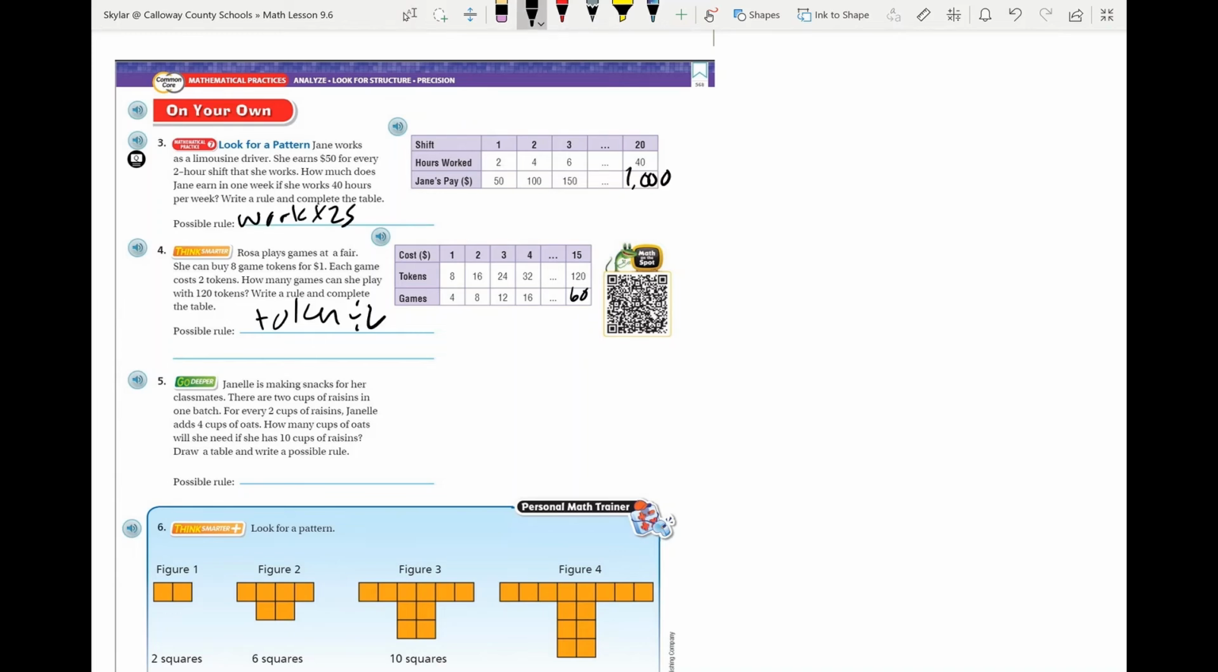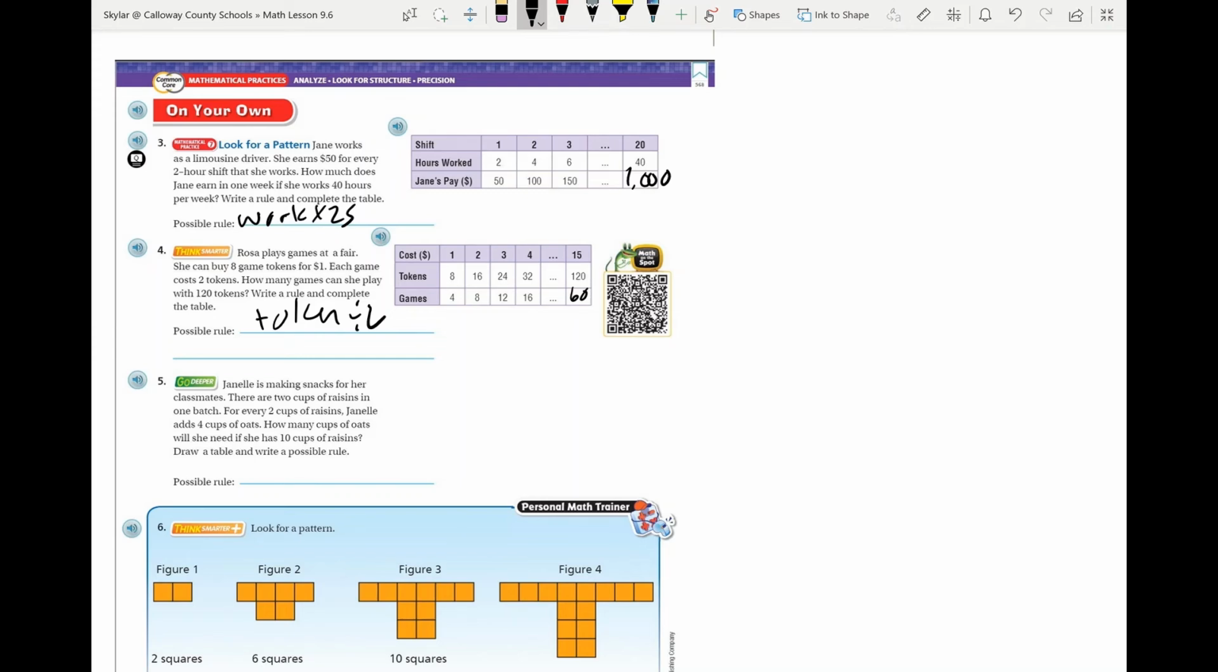Hopefully you got that your rule is going to be work times 25, because you know that if you're working 2 hours and you get $50, what do you have to do to that 2 to get a 50? Well, you have to multiply it by 25. And the same thing for your next problem. You just have to look at that first little part of your chart. Nice rhyme. 10 out of 10.